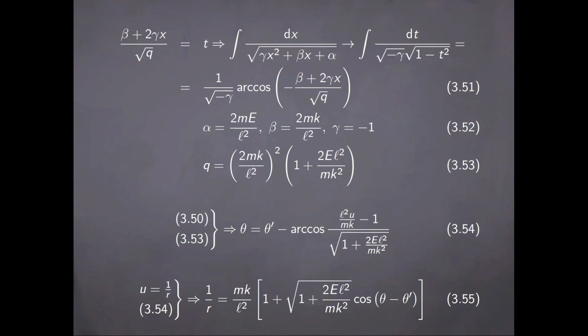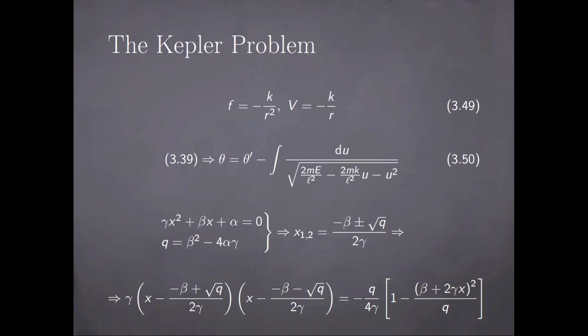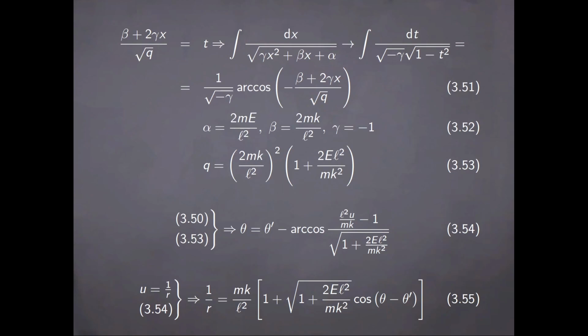And then all we have to do is replace the general constants involved here with the quantities specific to our problem. So these are the values of alpha, beta, and gamma, and the corresponding value of the discriminant. Then by using equation 350 and 353 together, we can find the angle as theta prime, the integration constant, minus the arccosine here.